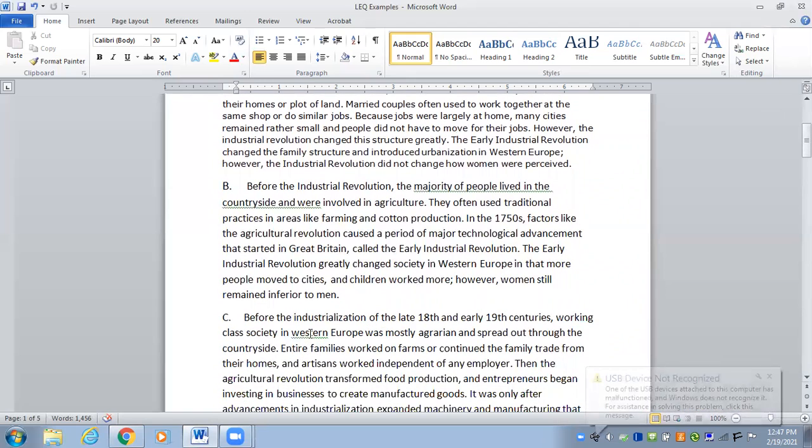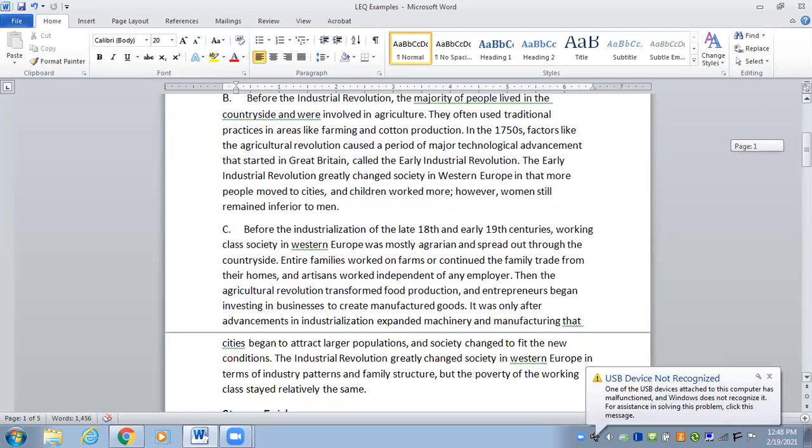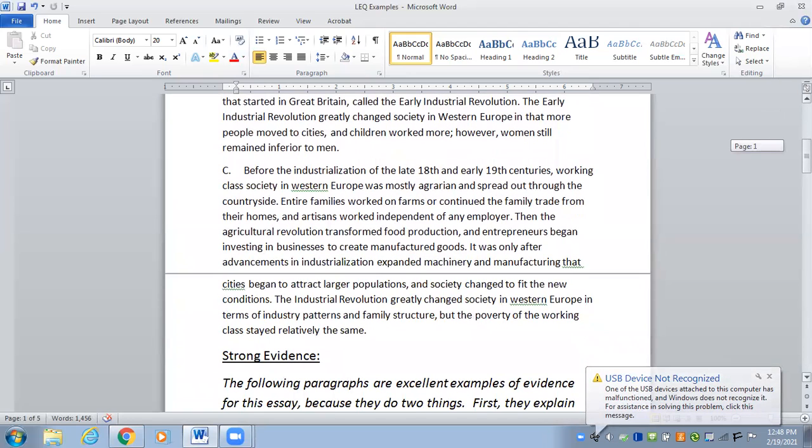Here again, most people were agrarian. Families worked on farms. You notice they're touching on what life was like for people before the Industrial Revolution occurred. So I've given you those three examples to read through. Now, obviously, you are welcome to borrow. You cannot steal from them, but you get the point of what you're looking for.